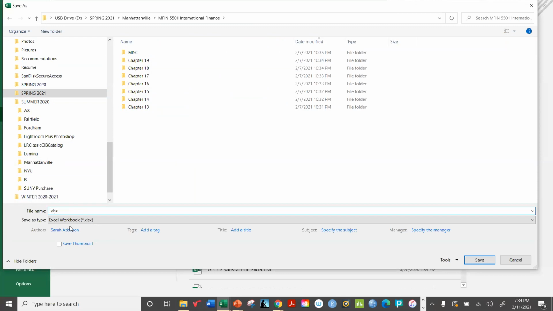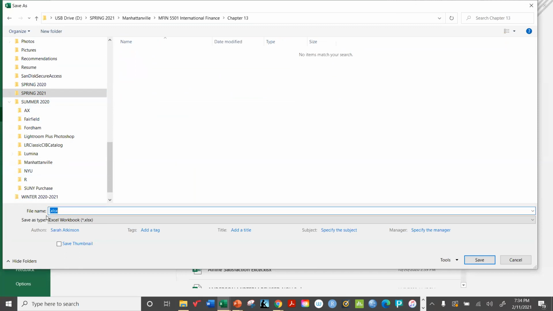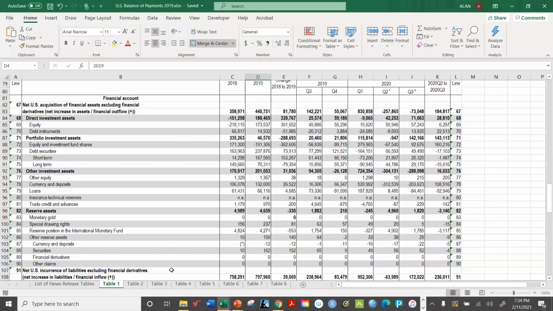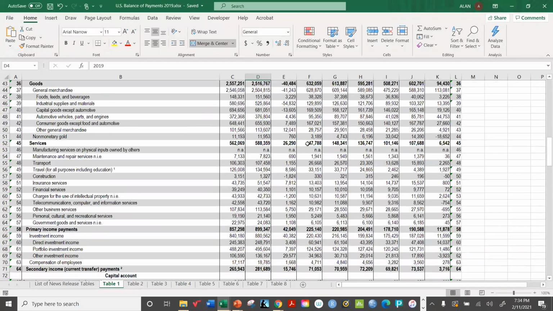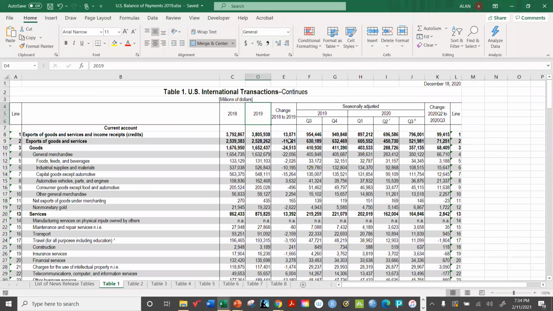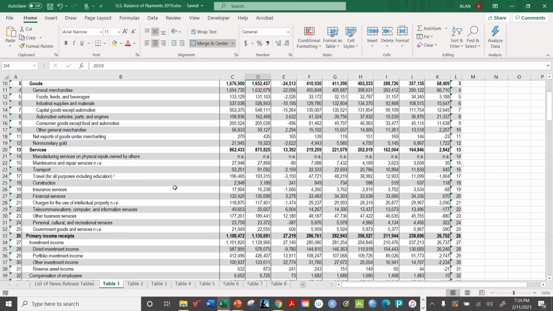So this is chapter 13, U.S. trade. I'll just call it U.S. balance of payments, 2019, let's say. That should do it. All right, very good. So what exactly is going on here? Now, it looks like a lot. We don't need to look at every single one of these categories. We're really just interested in the broad categories, which we'll analyze as we go along.